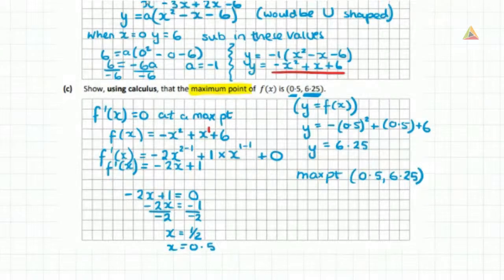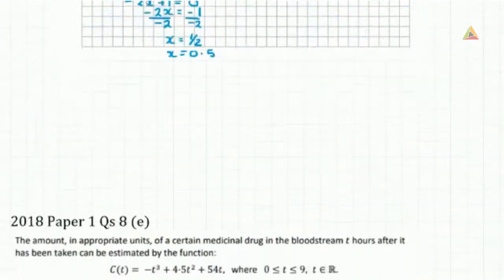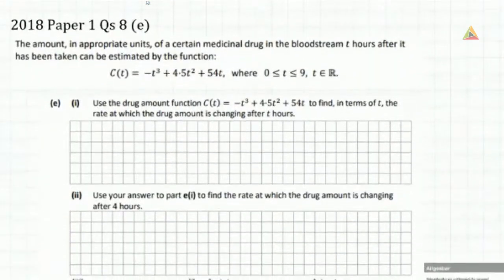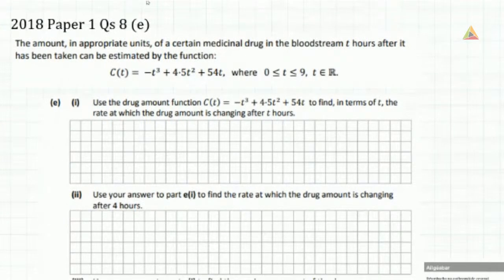So that was my second application. In our first one, we saw we were using speed, and that was telling us to do dy dx or calculus or f dashed of x. In our second one, we saw that it was asking us about a maximum point, and we were using calculus to do that. The next question that we're going to look at then is 2018 paper 1, question 8, part E.